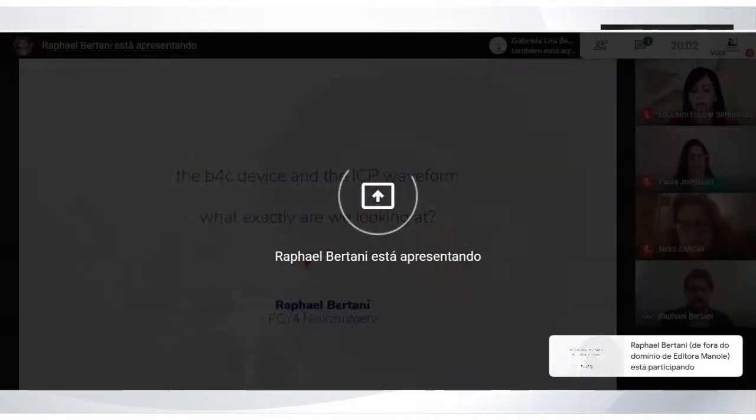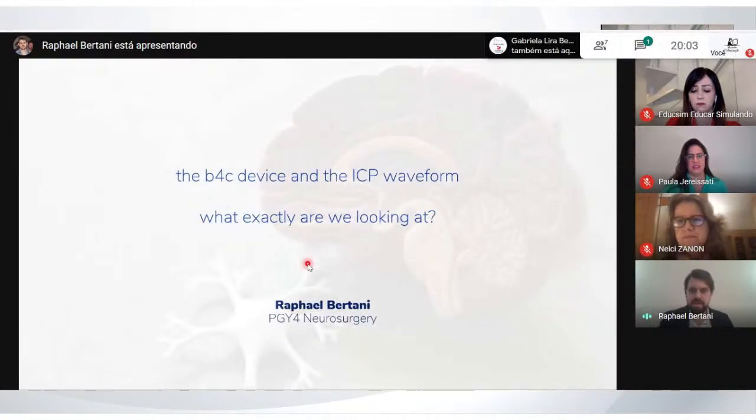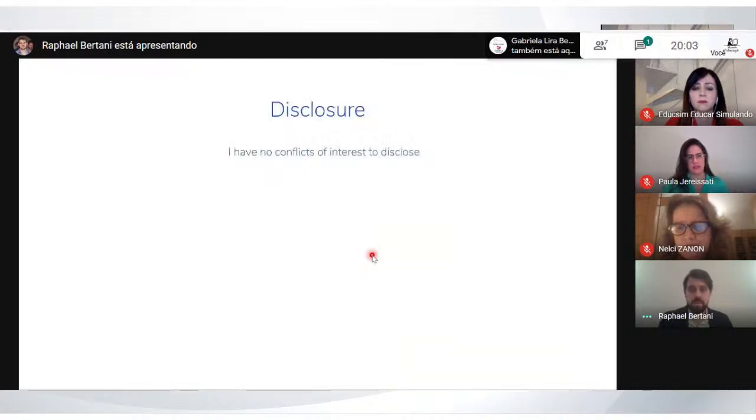Good evening, everyone. It's an honor to be here tonight with all of you. Before we get started, I will be giving a brief introduction to the ICP waveform and to what exactly this device is looking at. I have no conflicts of interest.